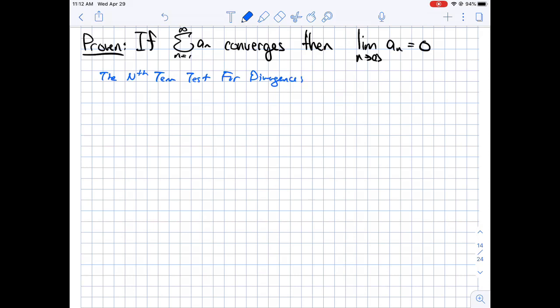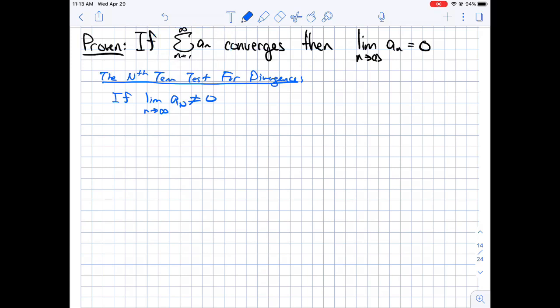The nth term test for divergence, sometimes just called the nth term test, or the test for divergence. What it says is, what if the limit as n approaches infinity of a sub n is not 0? So what if the terms being added up don't go to 0? If the limit of these terms is not 0, it means the terms being added up don't get infinitely small. And if you keep adding up an infinite number of terms, and those terms are not getting infinitely small, then this sum is definitely not going to be convergent.